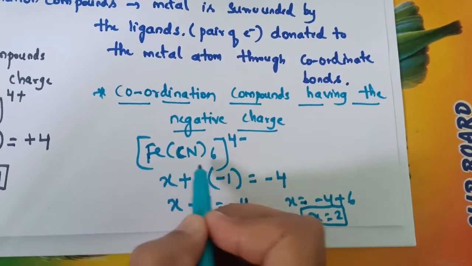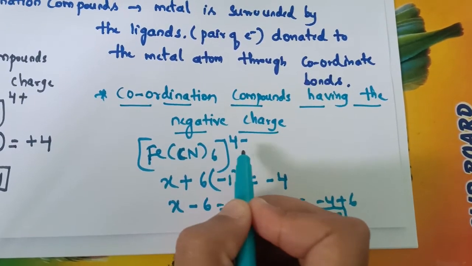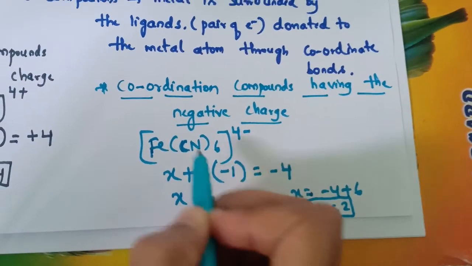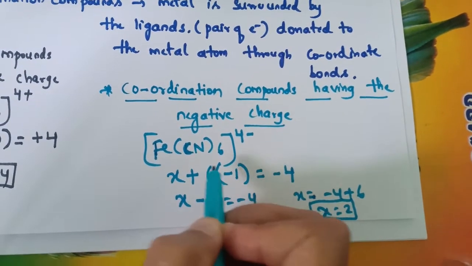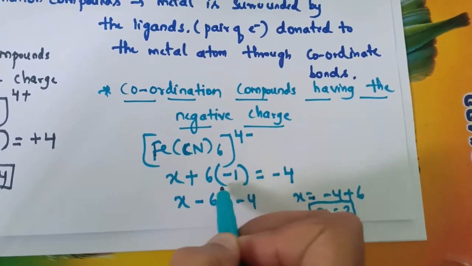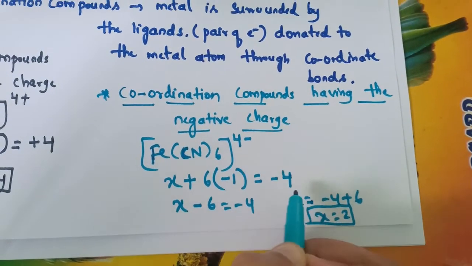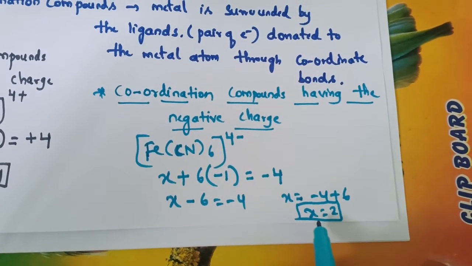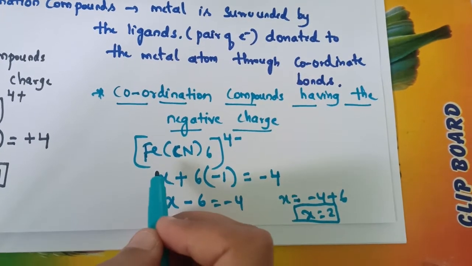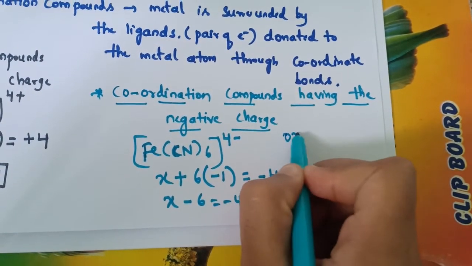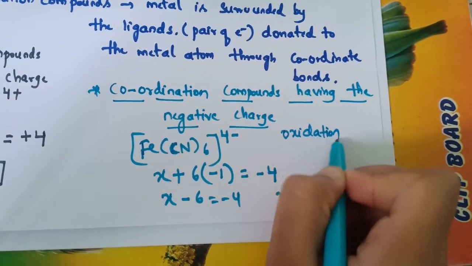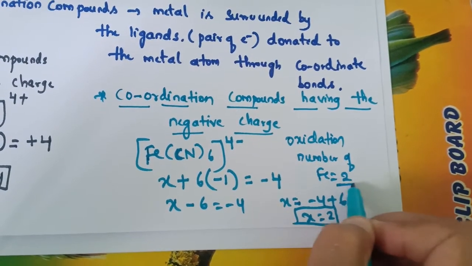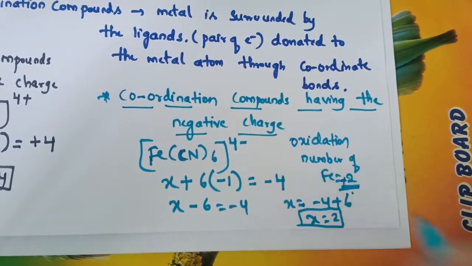Now the Fe(CN)6 complex has the charge 4 minus. We don't know Fe, so let's consider it as X plus how many CN are there? 6. The oxidation number of CN is minus 1, equals the charge on the complex, minus 4. We can calculate like this and we will get X is equal to 2. It is the oxidation number of Fe. The oxidation number of Fe here is 2, that is plus 2.